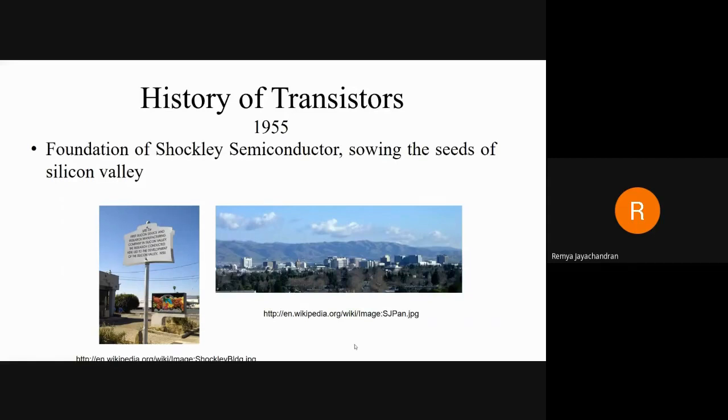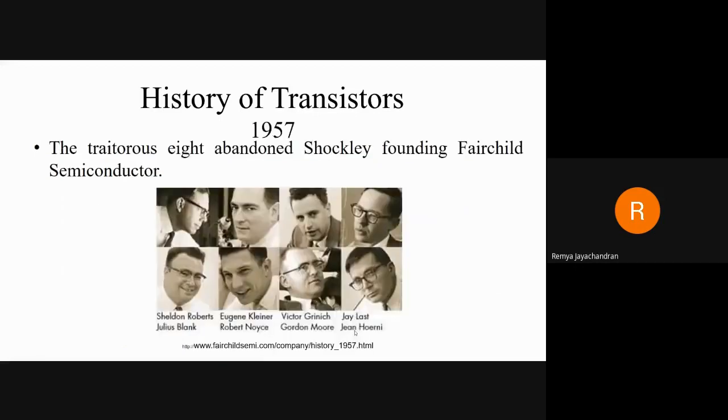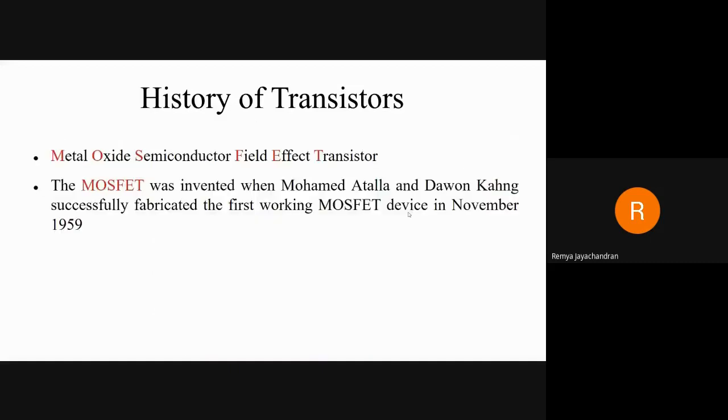And in 1955, the foundation of Shockley Semiconductor led to Silicon Valley. And in 1957, these eight scientists abandoned Shockley, and then they founded Fairchild Semiconductor. The invention of the MOSFET happened in 1959 by Mohamed Atalla and Dawon Kahng.